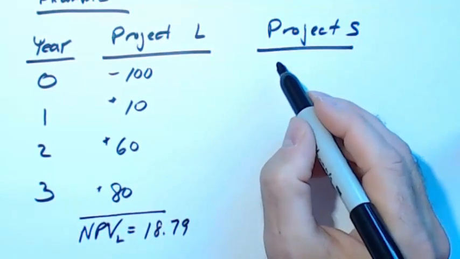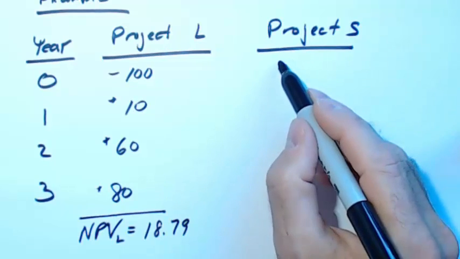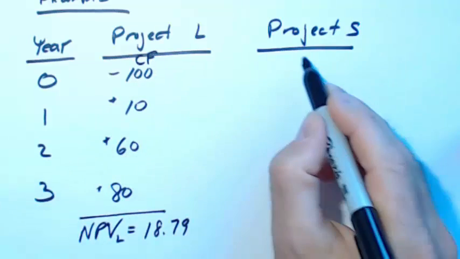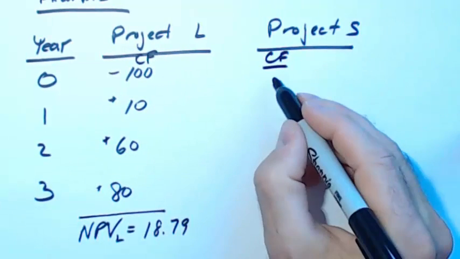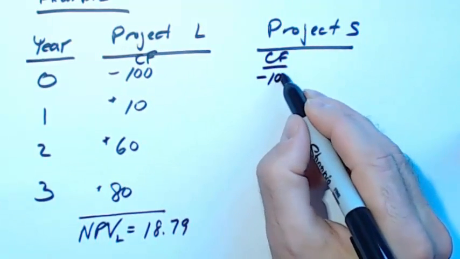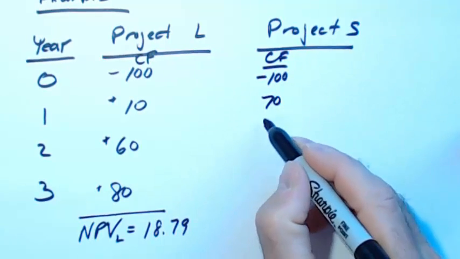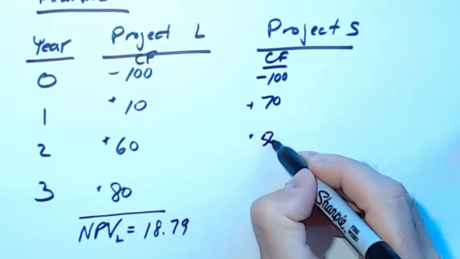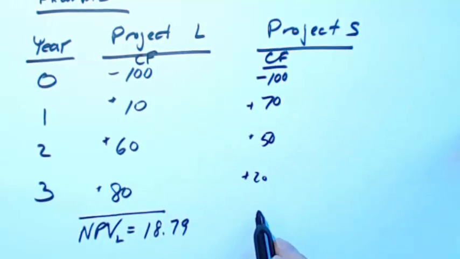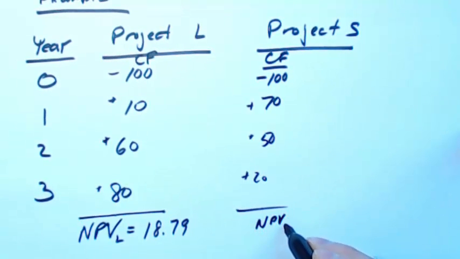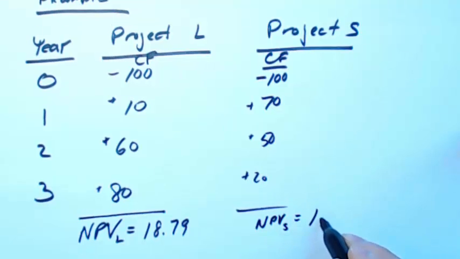Now here we have cash flows, CF right here, for Project S: minus 100, positive 70, positive 50, positive 20. Add that up. The net present value of Project S would be $19.98.